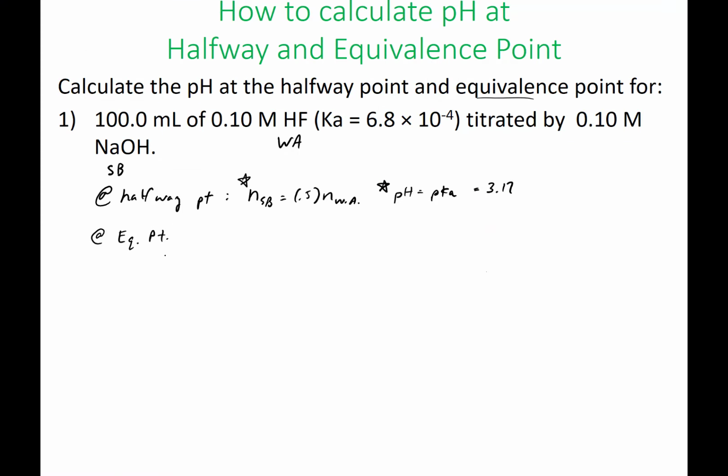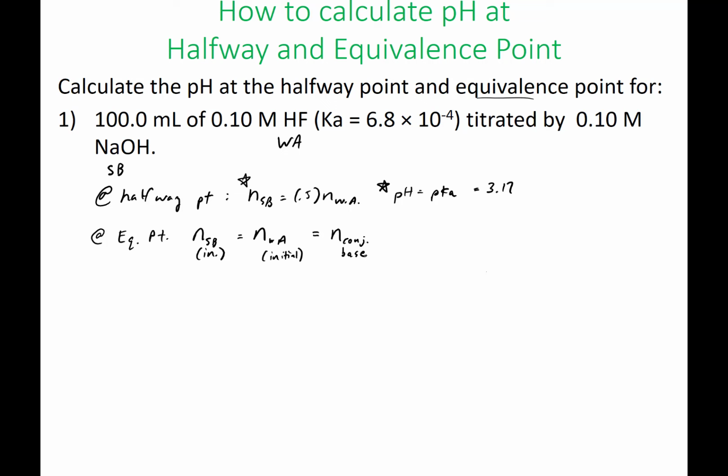Now we have to apply that. At the equivalence point, your moles of strong base is going to be equal to your moles of strong base initially before the reaction. I'll write I N for initial. That is going to be equal to the moles of weak acid initially, and this also equals your moles of conjugate base that gets created.